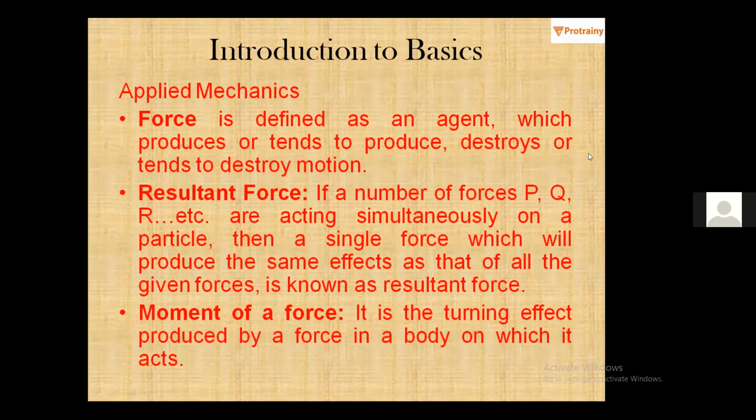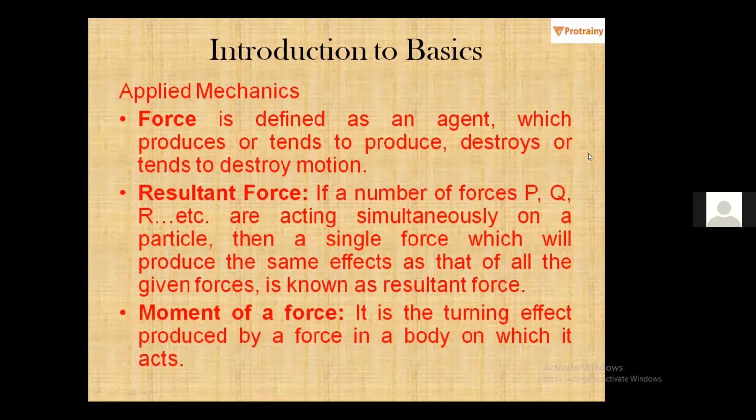So in order to do that, we are going to analyze any change in your element due to any one force, and then we are going to find out what these forces cumulatively are going to do to this beam. So that is why we have to find out the resultant force. If a number of forces P, Q, R, etc. are acting simultaneously on a particle, then a single force which will produce the same effects as that of all the given forces is known as resultant force.